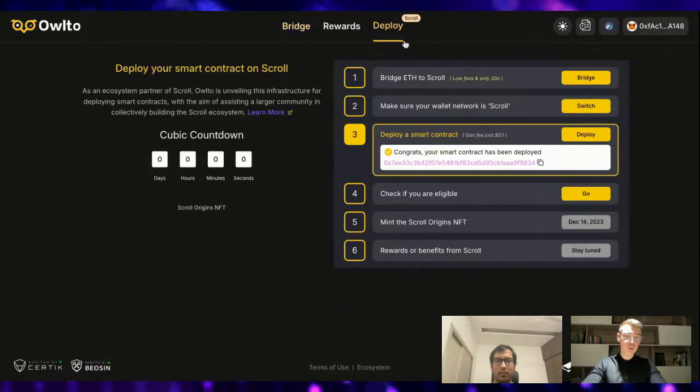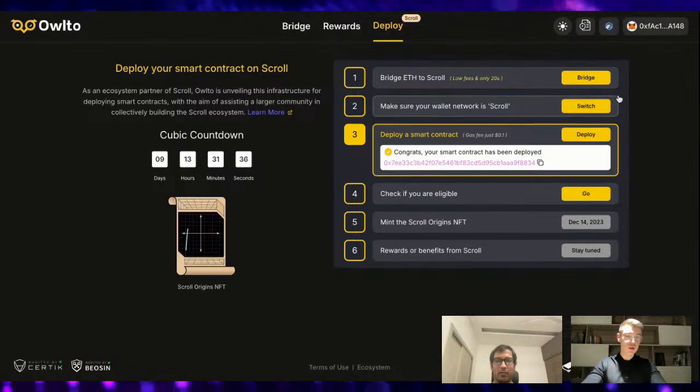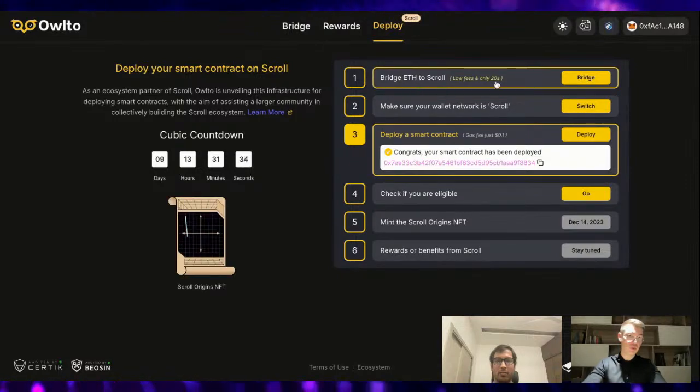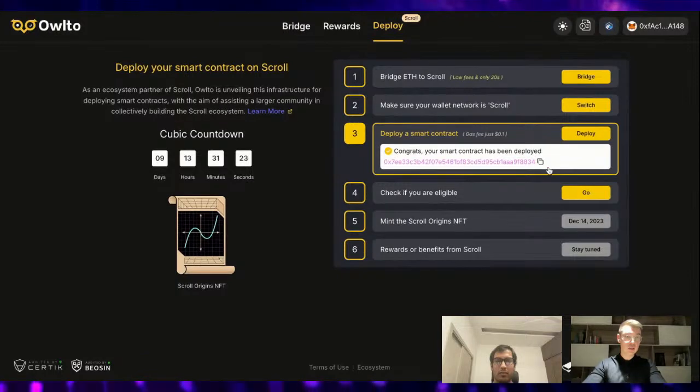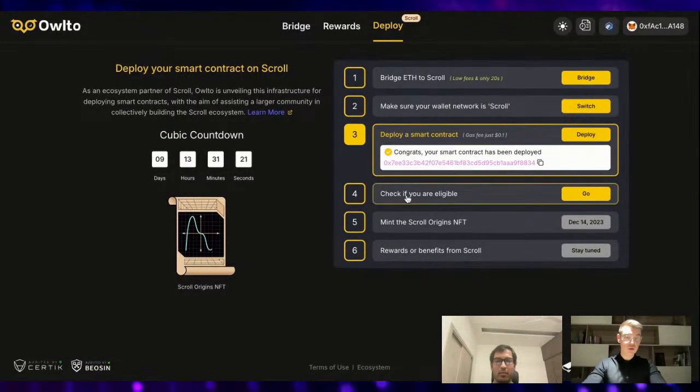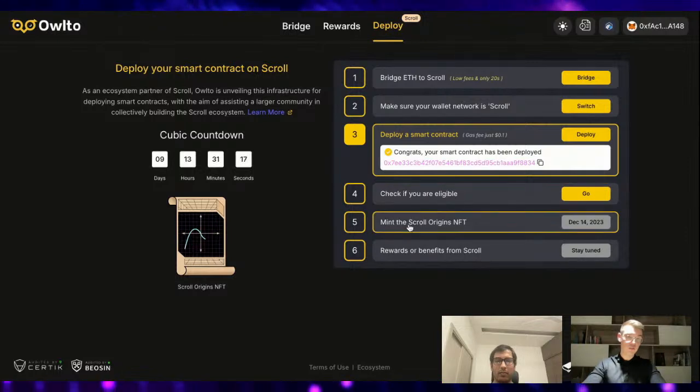So the first step will be to bridge Ethereum to Scroll. After this, you will need to deploy a smart contract. You can see that my smart contract has already been deployed and saved here. And also, you can check your eligibility after this.